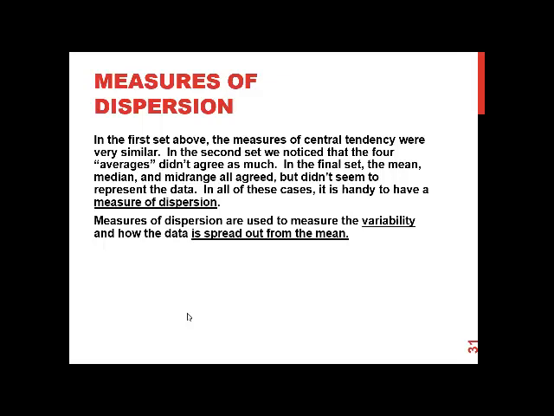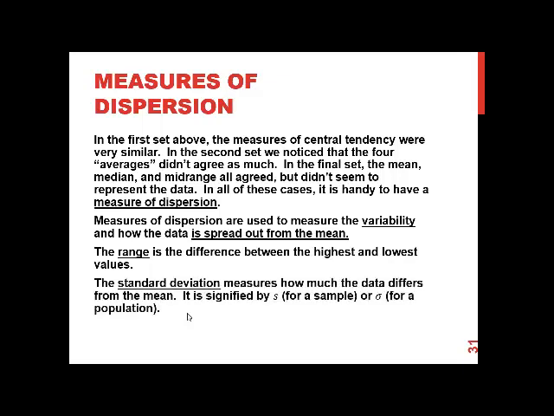Measures of dispersion are used to measure the variability and how the data is spread out from the mean. The range is going to be the difference between the highest and lowest values. So that's kind of like the mid-range. It's just the range that's not been cut in half. The standard deviation measures how much the data differs from the mean. It is signified by S for the sample set, or by a small sigma for the population.